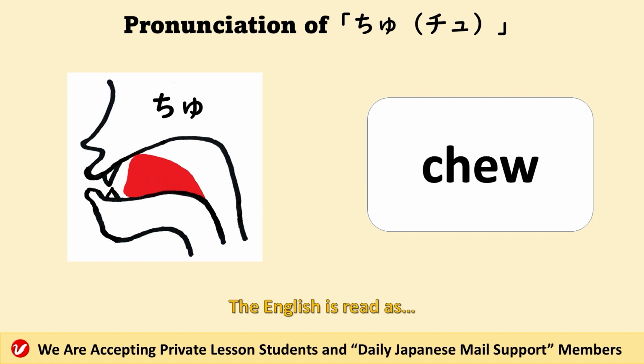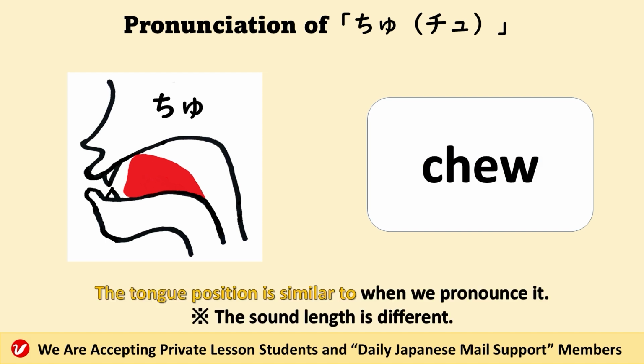The English is read as chew. The tongue position is similar to when we pronounce it chew, ちゅ, chew, ちゅ.